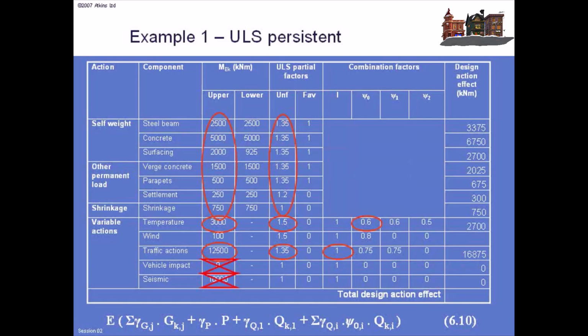And then the last variable action we have is wind, so we should do exactly the same process for wind, but we can come back to the overarching principle that we don't need to consider temperature and wind together. So I can just ignore wind. It would be conservative if I used it, but I can just ignore wind. So that gives us a value of 0. So then basically all we do is add up all of that and we get a design bending moment at the end of it of 36.1 meganewton meters.